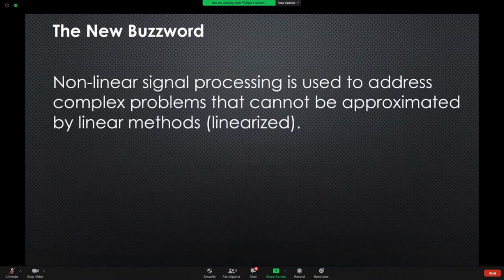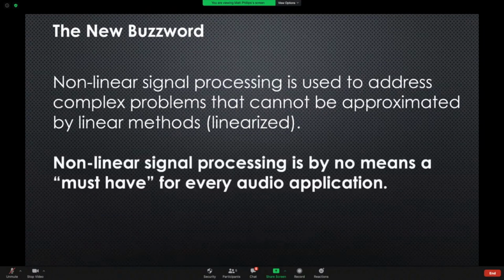But the main thing to keep in mind is that nonlinear signal processing is used to address complex problems that cannot be approximated by linear methods or cannot be linearized in an acceptable way. So nonlinear signal processing is by no means a must-have for every audio application. If you can solve a problem through linear methods and it sounds great and you've achieved what you want to, that's completely valid. Nonlinear is really something that you delve into for specific problems, and modeling vintage or analog gear is one of those instances. But just something I wanted to throw out there, and certainly you see references to nonlinear more and more in forums and marketing and chat rooms and that kind of thing.